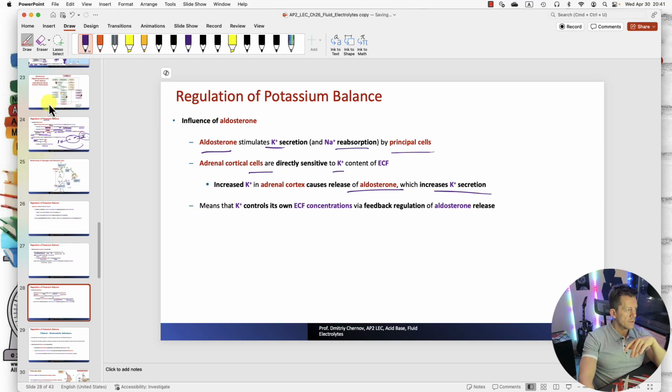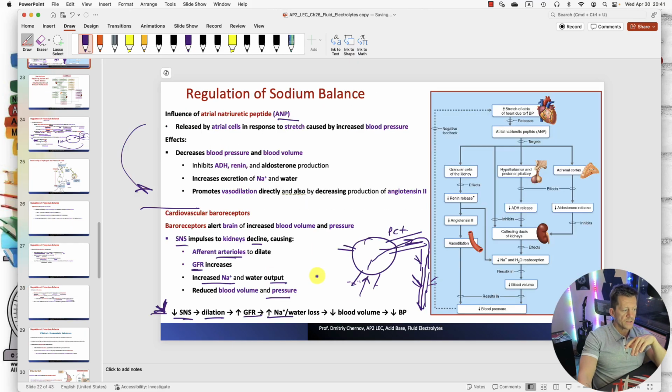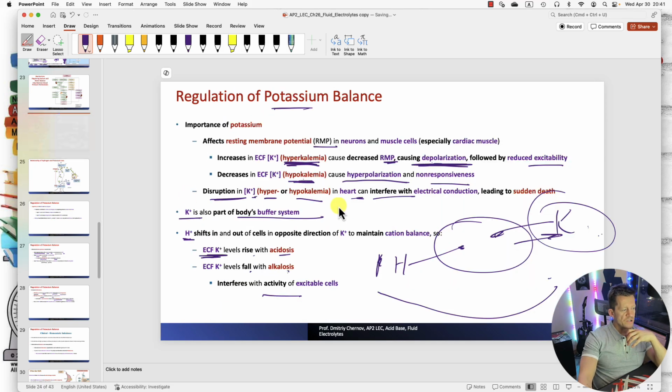Why? Again, because of this mechanism. You want to maintain depolarization and proper repolarization, not hyperpolarization, because you cannot generate another action potential. So potassium is the main electrolyte that's responsible for the resting membrane potential. That all ties to this stuff.